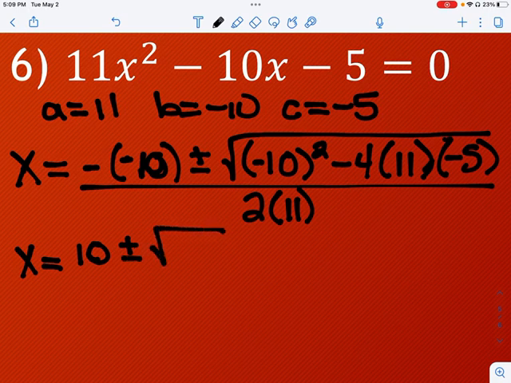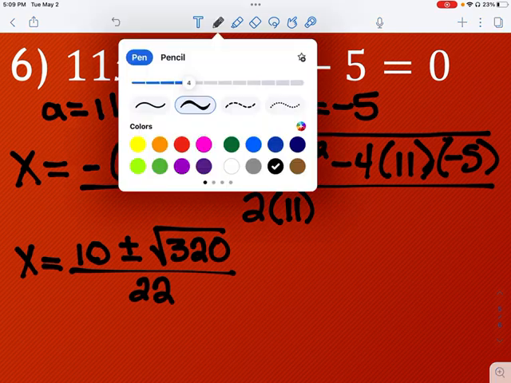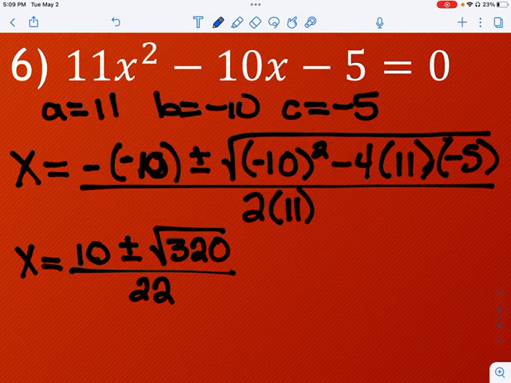So now we take our calculator and we go 10 squared minus 4 times 11 times negative 5, and we get 320. And that's going to be divided by 22. So now we look at 320 and we're trying to find what goes into it. So I'm going to start at 64, and 320 divided by 64 is 5. So what that means is I can rewrite this to say 64 times 5.